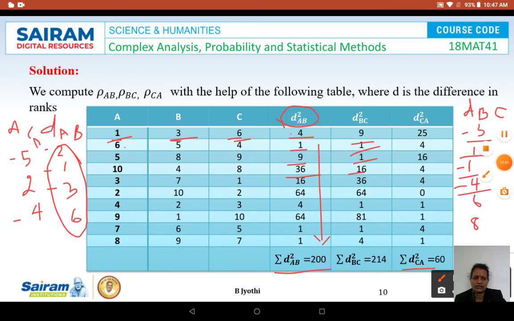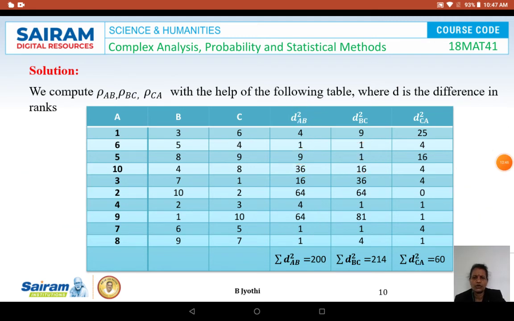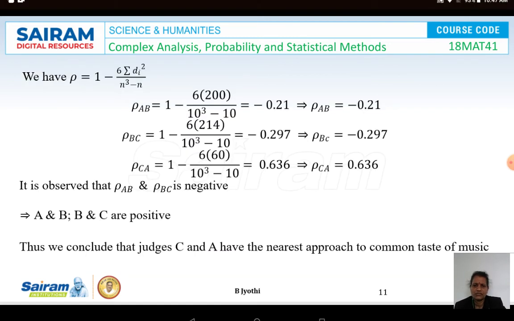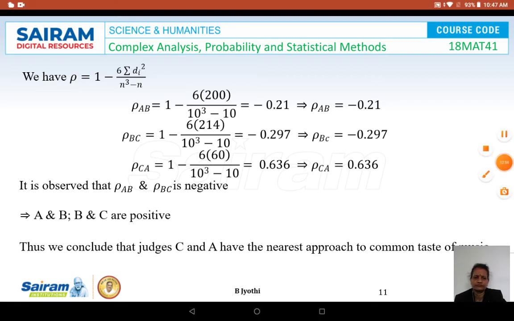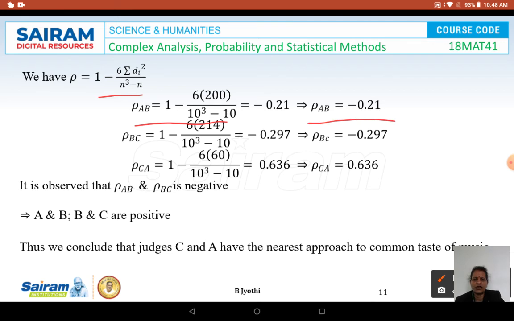Everything we have calculated. Now we have to calculate rho AB, rho BC and rho CA with the help of the formula. So what is the formula? Rho is given by 1 minus 6 times sigma D square divided by n cube minus n, and rho AB is given by 1 minus 6 times 200 divided by 10 cube minus 10, which equals minus 0.21, that is rho AB is minus 0.21.